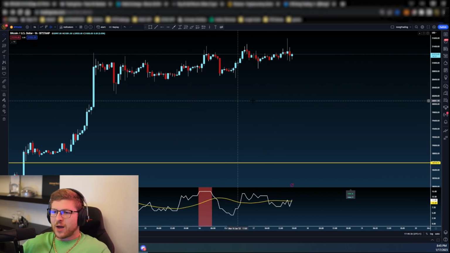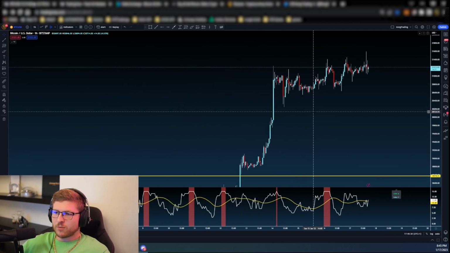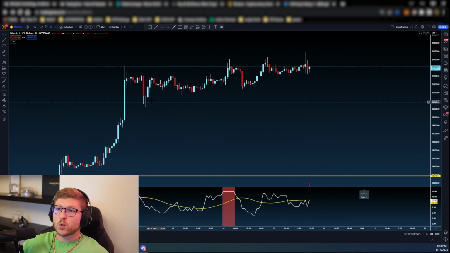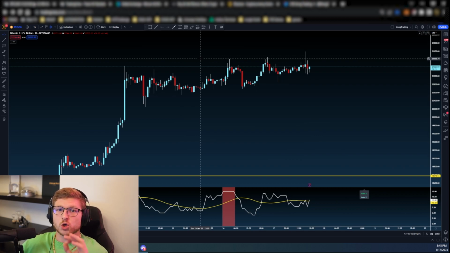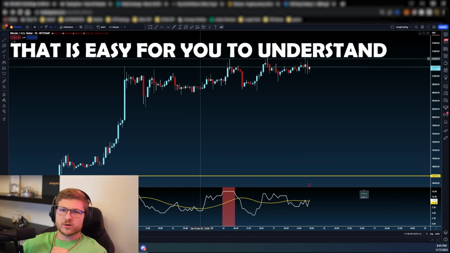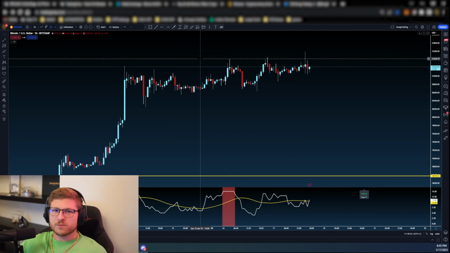This is a look right now at my chart, which I'm using at the moment. It's very simple, and I'm going to be talking in the next videos how to customize and make your charts look good, and especially in a way that is easy for you to understand and filter out the most important information.